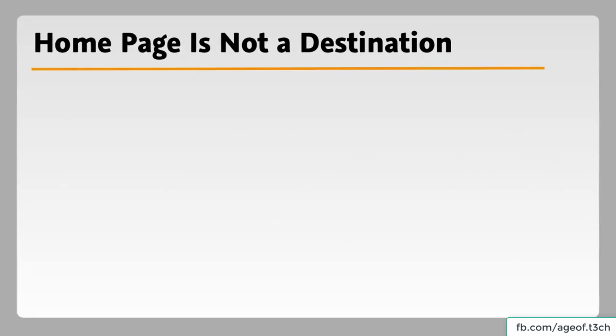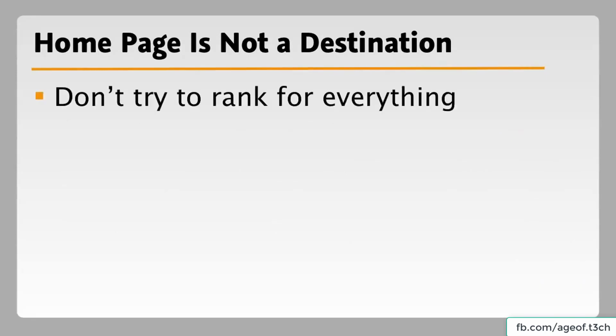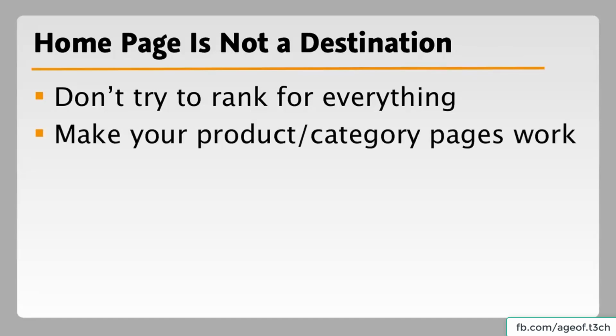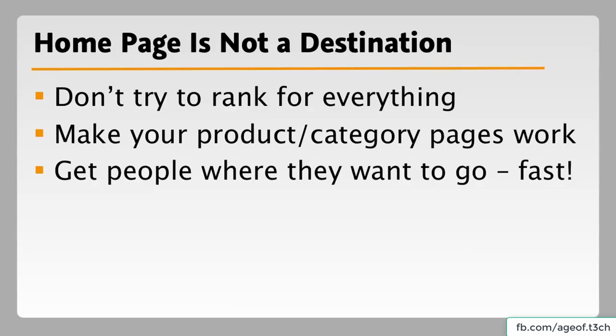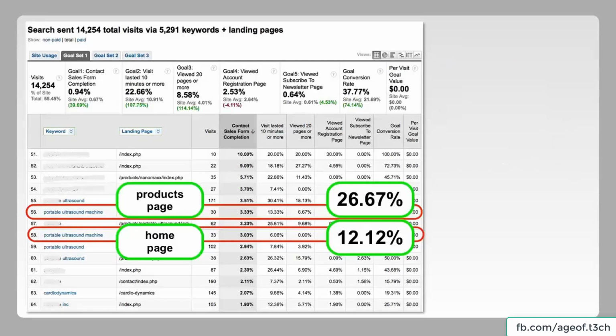Ultimately, what you are doing is increasing revenue with every little test that you do by finding out what people are looking for. Also, important in e-commerce is that your homepage is not a destination. You just simply can't try and rank for everything. Make sure that your product pages and your category pages are working for you. Get people where they want to go fast because they don't want to stick around and try and find their way to the destination. In looking at one site in the analytics, what we found is that when people entered the website at a product page, they were twice as likely to purchase as they were when they came to the home page. Get people to their destination fast.